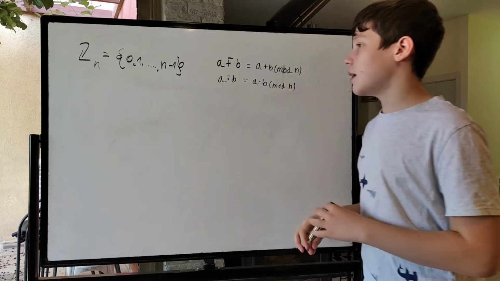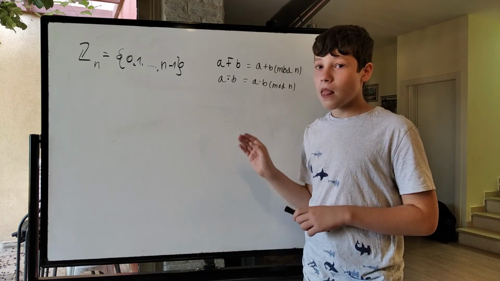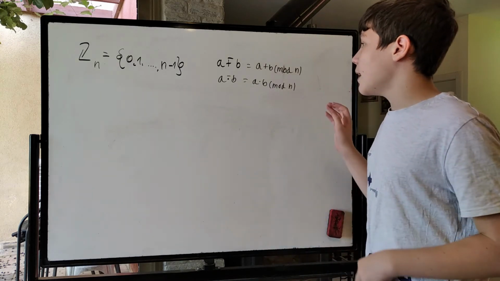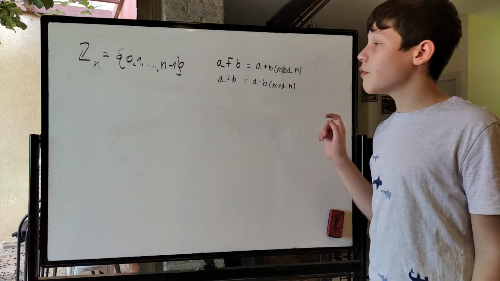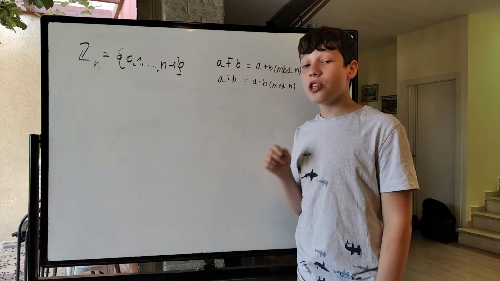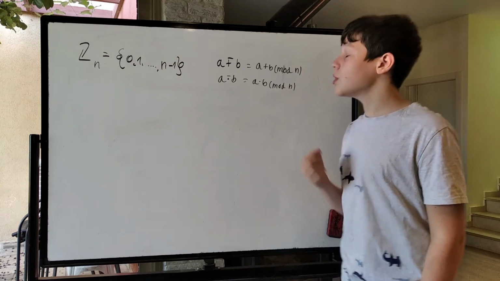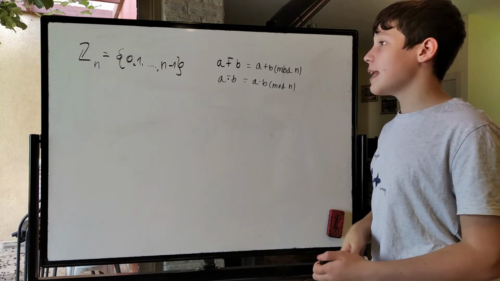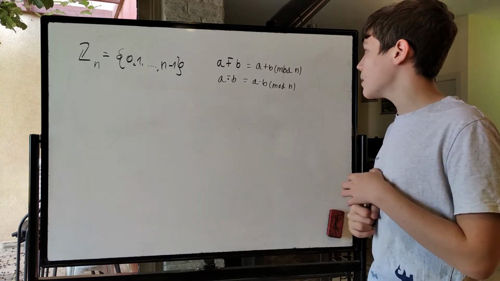But I have some news. This is not always a field. This is actually a field if and only if our n that we chose is prime. I'm not going to do it. If you want to, you can try. But Zn is a field if and only if n is prime.